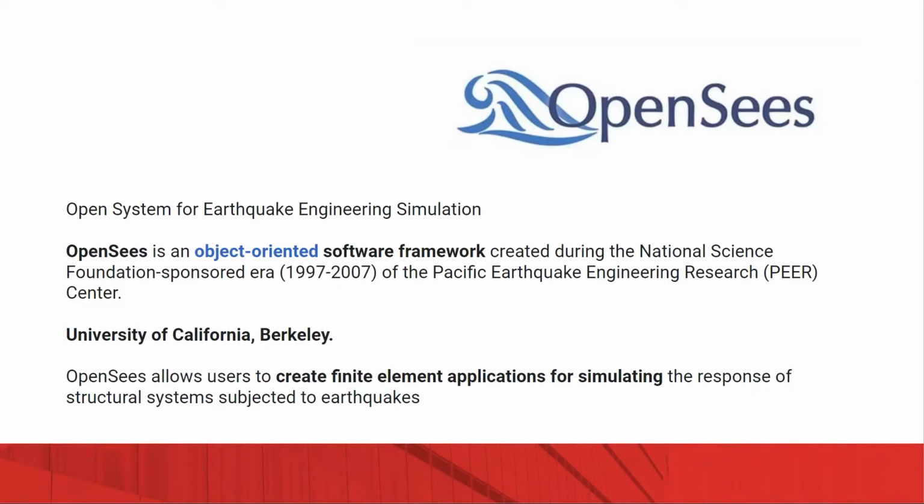Okay, OpenSees is the acronym for Open System for Earthquake Engineering Simulation. It's an object-oriented software framework that was developed between 1997 to 2007 at the University of California in Berkeley. So this framework allows users to create finite element applications. These applications are usually used to simulate the response of structural systems subjected to earthquakes.